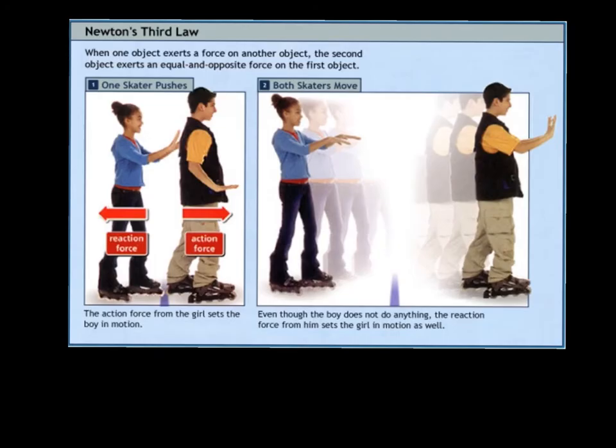Remember now, a balanced force is different than an action and reaction force, right? A balanced force acts on a single object. An action and reaction force acts on different objects. Here's another look at Newton's third law. If we have two skaters on wheels, and one pushes off of the other, then they're both going to move. The person in the front is going to go forward, but the person in the back, this girl, is going to go backwards because of that action-reaction force.